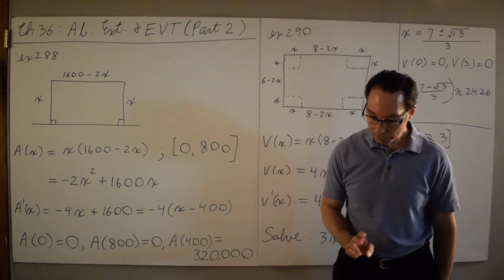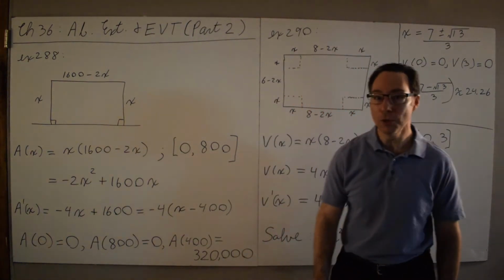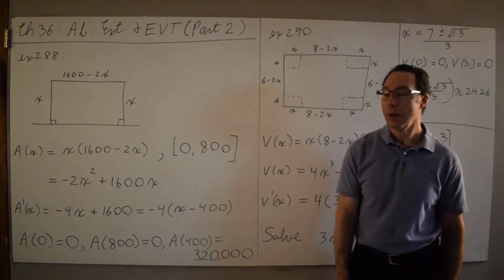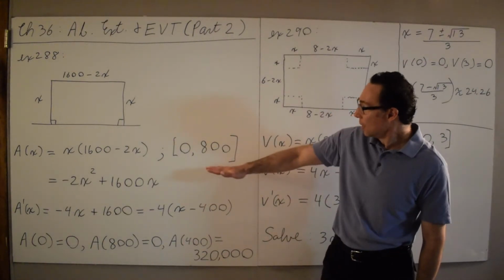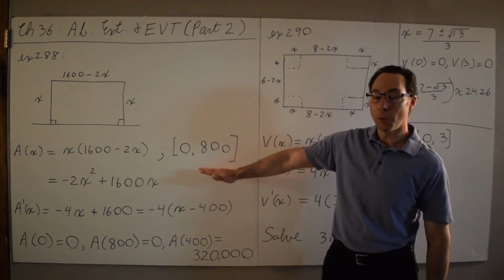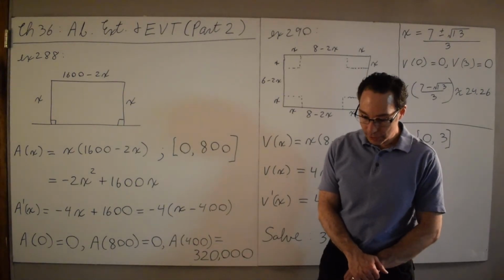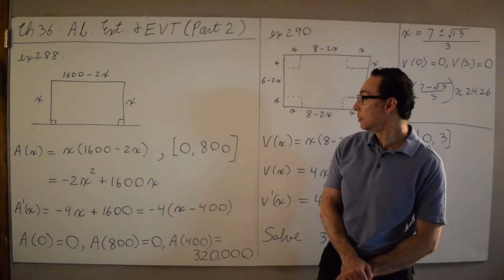Except there's one example, example 292, where we do not have a closed interval, but we use our local min as an absolute min.